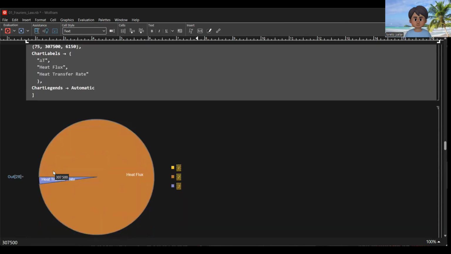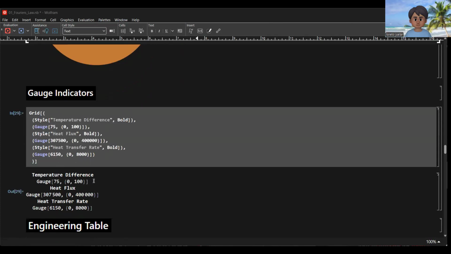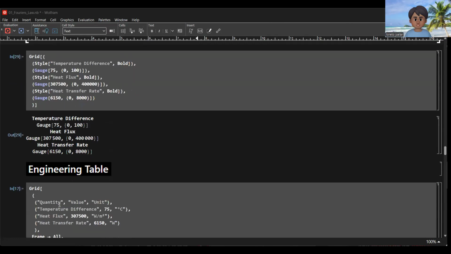Then we have the pie chart. The heat transfer rate is this portion of the total area, and the larger portion here is the heat flux. So we have the gauge indicator here. For the temperature difference, we have the gauge 75. The heat flux here is 307,500 watts per meter squared. And the heat transfer rate is 6,150.